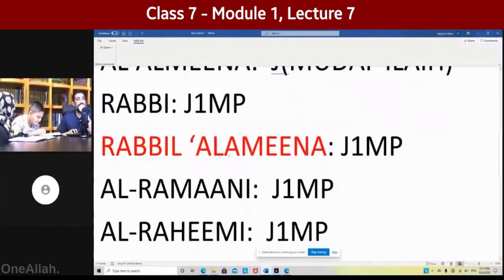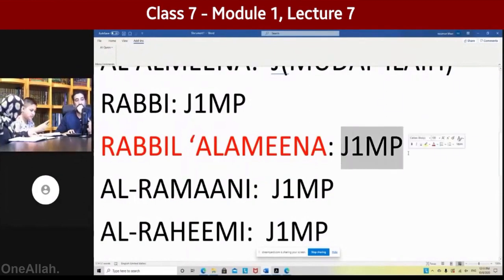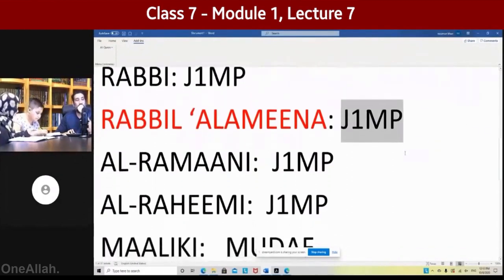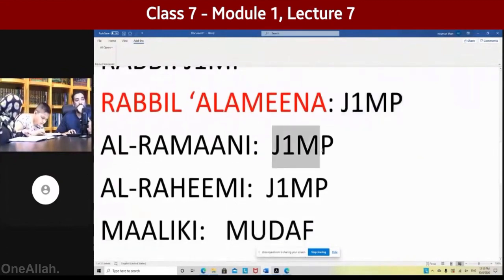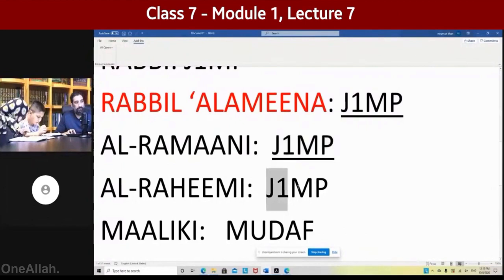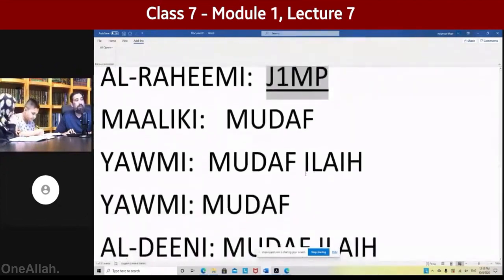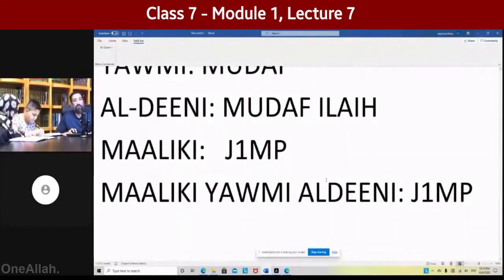What about Rabbil Alamina? What are the four properties of Rabbil Alamina? The whole phrase. Jar. Underline it. What about Ar-Rahmani? What are the four properties? Jar. What about Ar-Rahimi? Underline it. Ar-Rahimi is jar. Okay. What about the whole Maliki Yawmiddini? Jar.